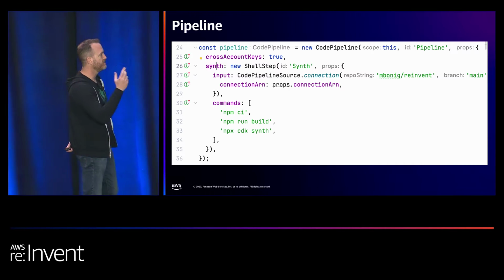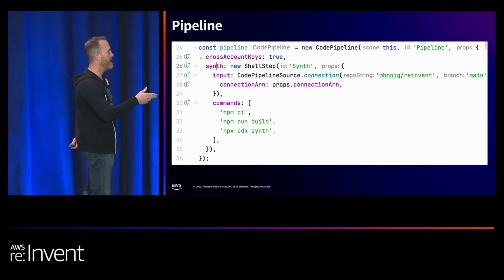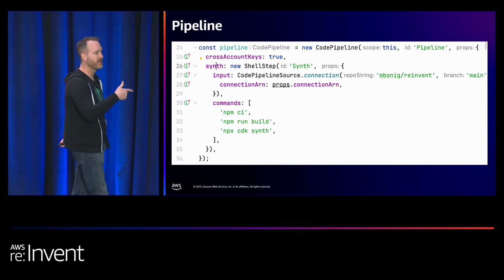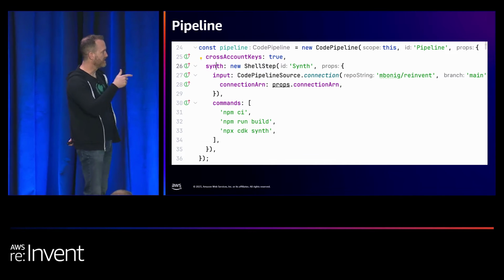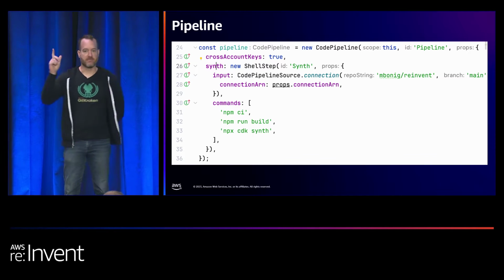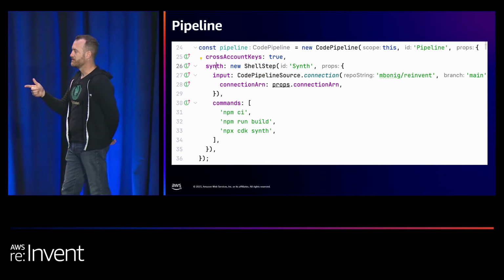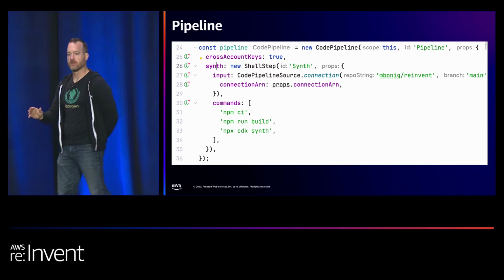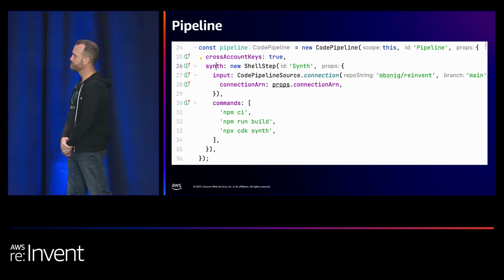But I go ahead and I just tell it, here's how you synthesize my app. I tell it where the code comes from. In this case, it's off of my GitHub mbonic/reinvent repo. I give it the basic commands to go ahead and synthesize my app, and then it really takes care of a lot of the wiring and plumbing for me.